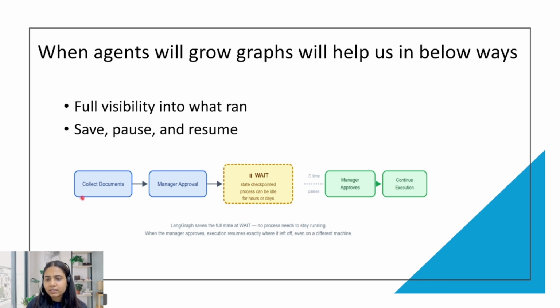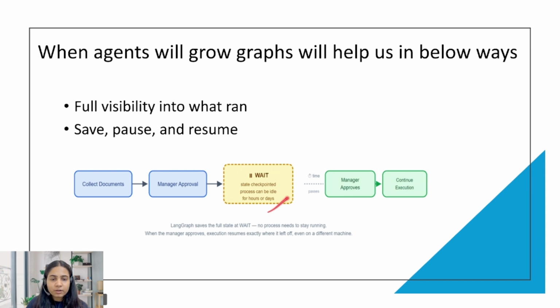Suppose we are collecting a document, then the manager will approve it. Until the manager approves it, we have to wait over here, because till now we are not getting any approvals. Here approval is needed, so it will pause for a moment. So it will check state. A checkpointed process can be idle for hours or days. According to our configuration, it will wait till that time because it needs human approval. If it does not get it, it will not move.